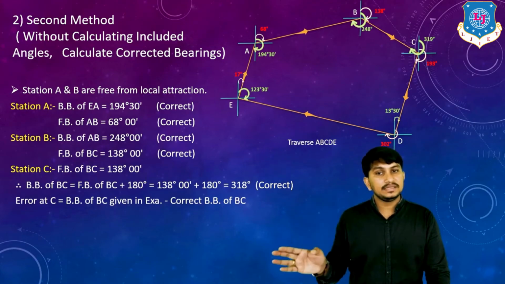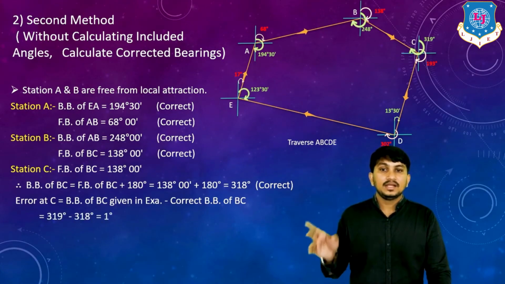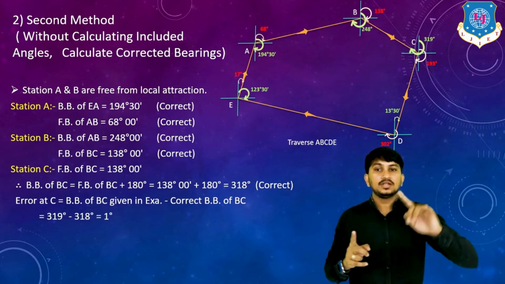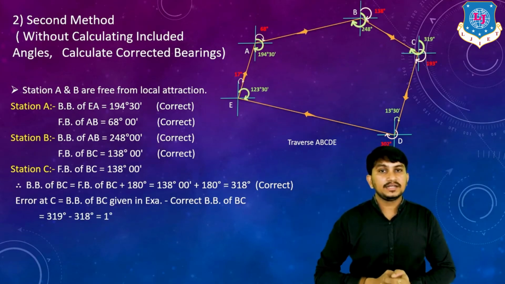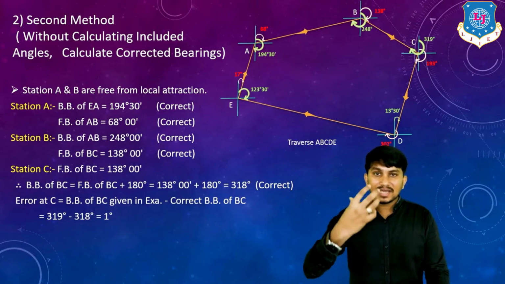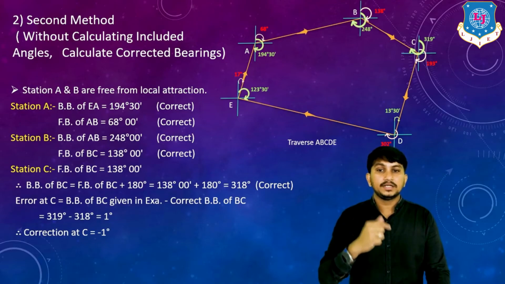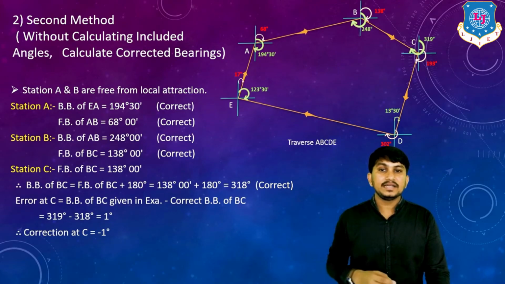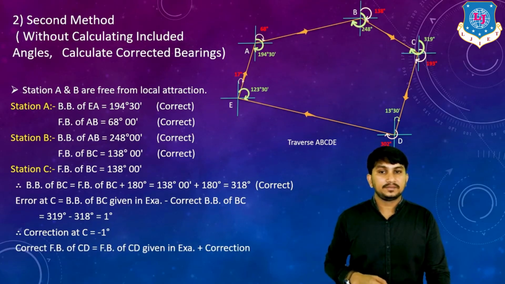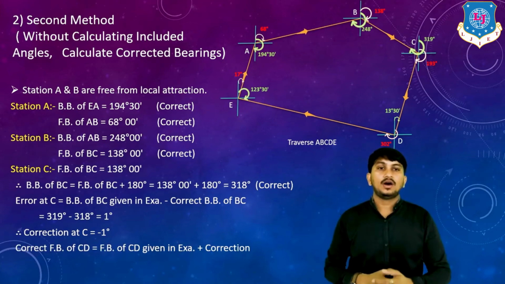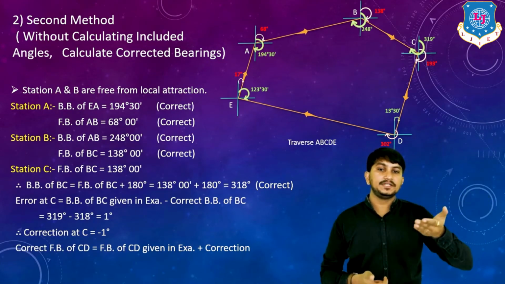BB of BC in the given example is 319 degrees, and we have found the BB of BC to be 318 degrees. So there is a 1 degree error. To correct this error, the correction at station C should be minus 1 degree. So minus 1 degree can be implemented in the next reading of station C, which is FB of CD.